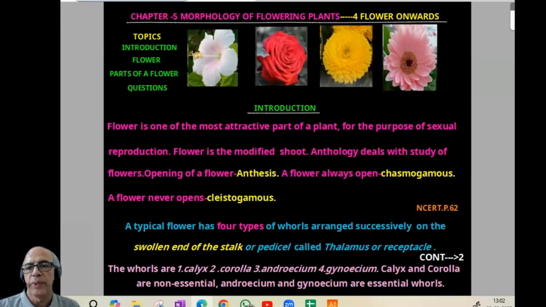So what are the topics we'll be discussing? Introduction will be there as usual. Then flower, the main item, parts of a flower, questions, 5 theory, 5 NEET model questions with the key. So we can proceed. Introduction.